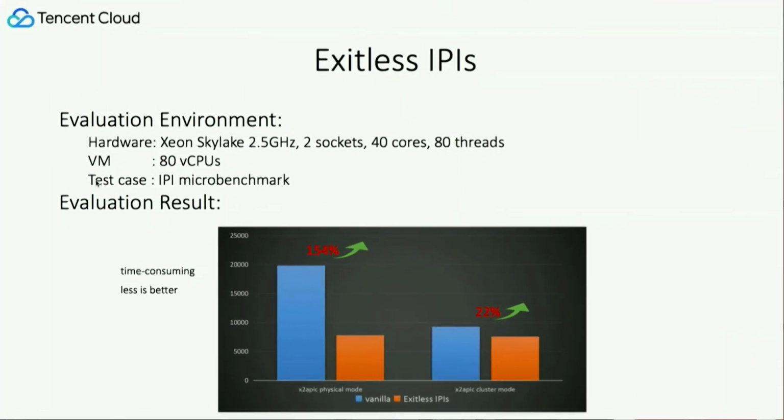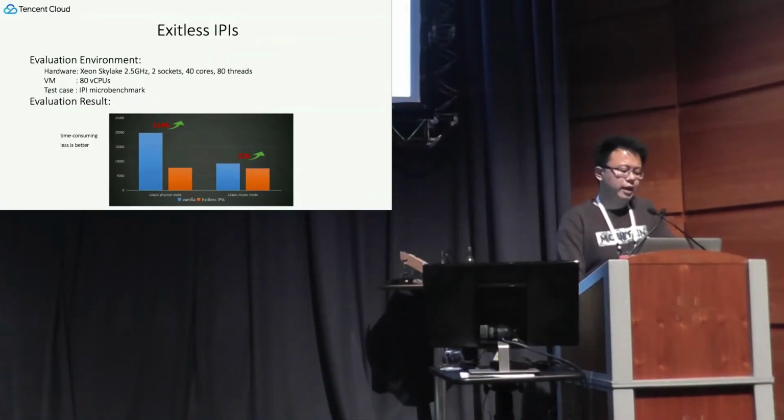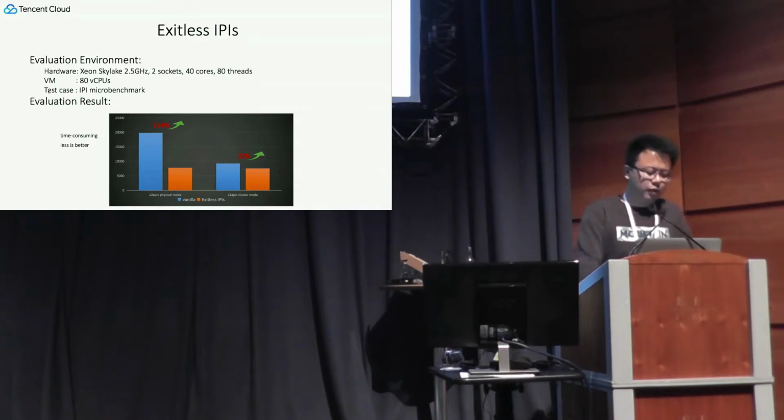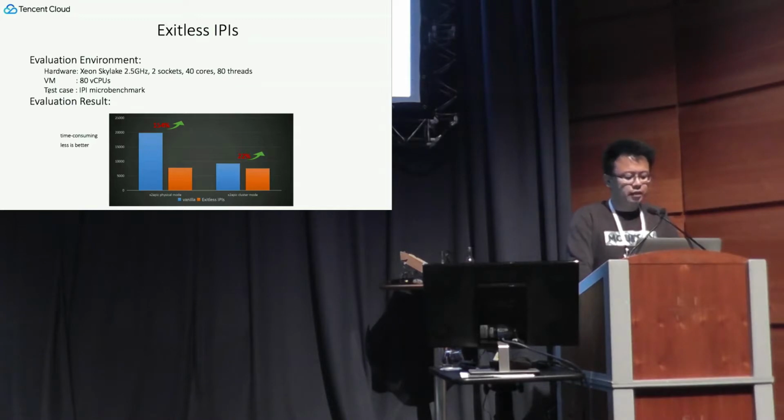Let's see the performance evaluation. I use a scaling server, total 80 logical CPUs, and the VM is also 80 vCPUs. I use an IPI microbenchmark. We can observe the time to send the multicast IPI to other vCPUs. In x2APIC physical mode, the performance has great improvement. Even in cluster mode, we can still observe some benefit.